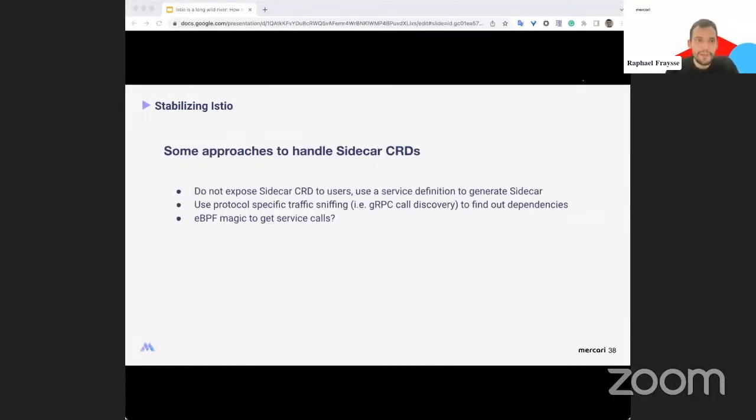We have some approaches to handle it. First is not exposing the Sidecar CRD to users, and using a service definition to generate the sidecar. You can also use protocol-specific traffic sniffing, for example gRPC call discovery, to find out the dependencies and try to generate the configuration. Another option, more recently, since Cilium is very popular now, is to use some eBPF listening to see what kind of calls are originating. That's something we'd like to investigate in the future. In our case, we use the first approach because it's protocol agnostic and it works before having live traffic, which is not the case for traffic sniffing, which requires you to already have traffic flowing to understand what dependencies you have.